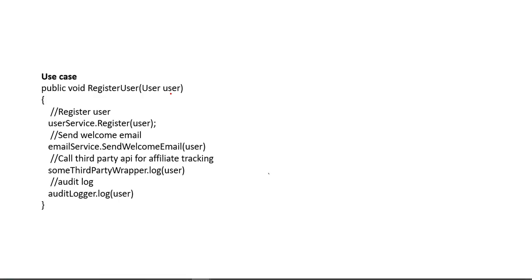Now, the second use case. I hope you have encountered this type of scenario. You want to do user registration. First process: user service registration, so we are registering the user. After registration, we want to send a welcome email. Then call the third party API for affiliate tracking, since the user may register directly or through an affiliate link. Finally, we want to log.